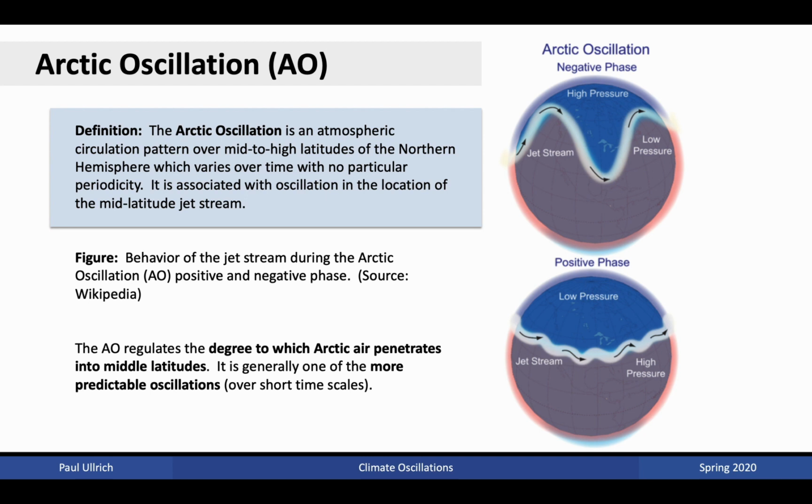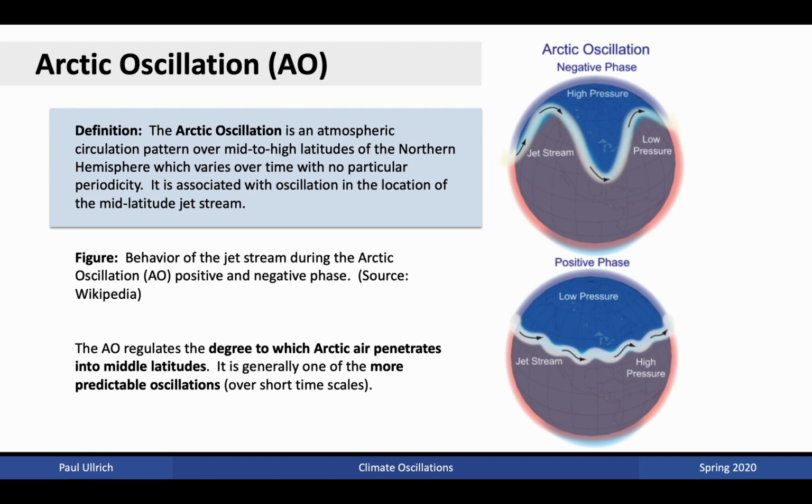So the Arctic Oscillation is the first teleconnection pattern that we will be discussing. The Arctic Oscillation is an atmospheric circulation pattern over mid to high latitudes of the northern hemisphere, which varies over time but has no particular periodicity associated with it. Its most obvious characteristic is the oscillation in the location of the mid-latitudinal jet stream. During the negative phase of the Arctic Oscillation, the mid-latitude jet stream tends to be more windy. During the positive phase, it tends to be more laminar, or more straight, confined to a narrow band of latitudes.